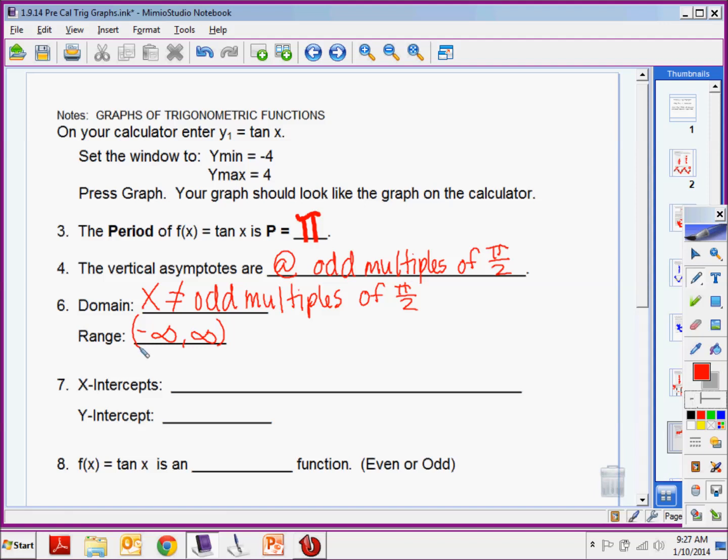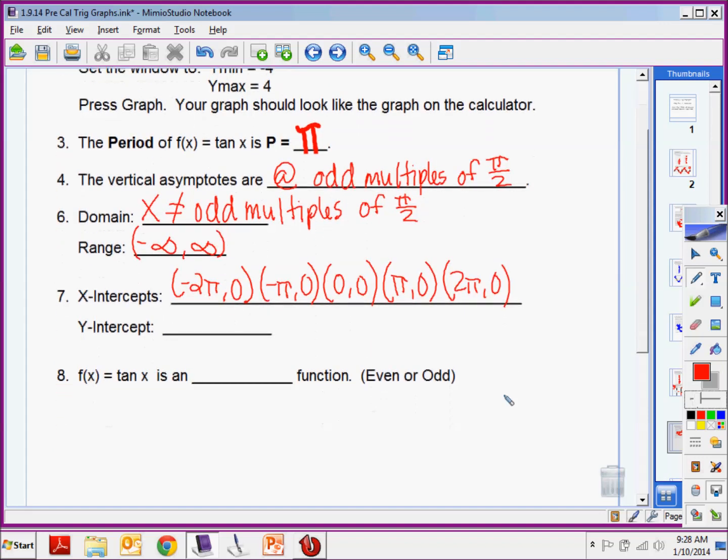What about my x-intercepts of this function? 0, 0. Negative 2 pi, 0. Negative pi, 0. Positive pi, 0. So in the window that we have on our notes, it would be negative 2 pi, negative pi, 0, positive pi. Now what does that tell me though? If I expanded my window, or I wanted to make a prediction on if I expanded my window, where would my other x-intercepts be? The even multiples of pi.